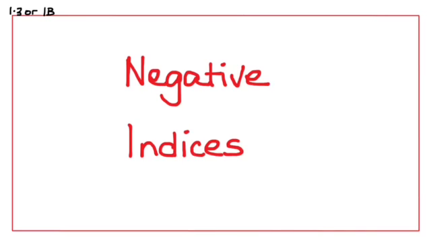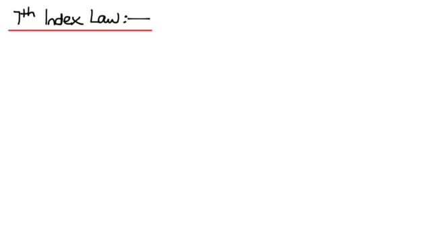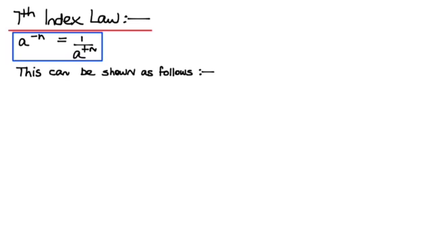Let's have a look today at negative indices. We're going to give you the 7th index law, and it goes like this, guys. A to the minus n equals 1 over a to the plus n. Now, I'll show you how this works.